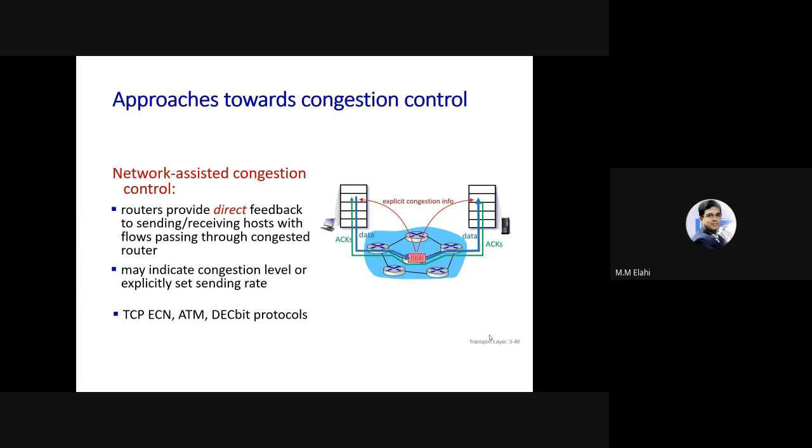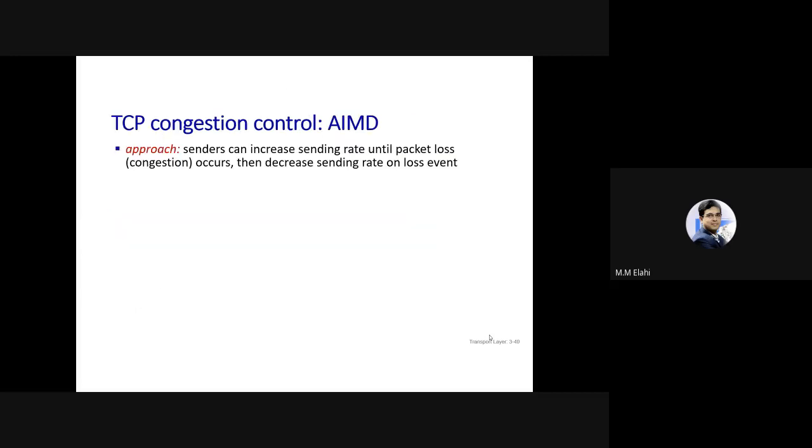Some protocols like TCP, ECN, ATM, megabit protocols, but this will not be covered in this course. We will mainly cover TCP congestion control, how TCP controls the congestion. And in this case, there are three fundamental primitive approaches. The first one, AIMD. AI for additive increase and MD for multiplicative decrease.